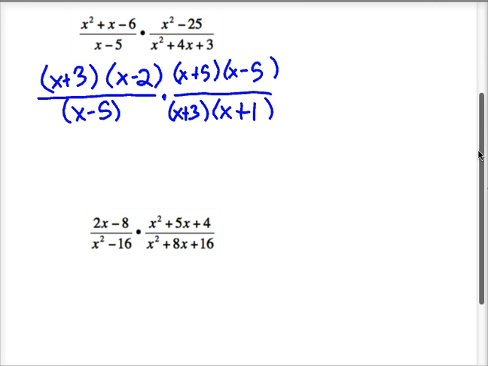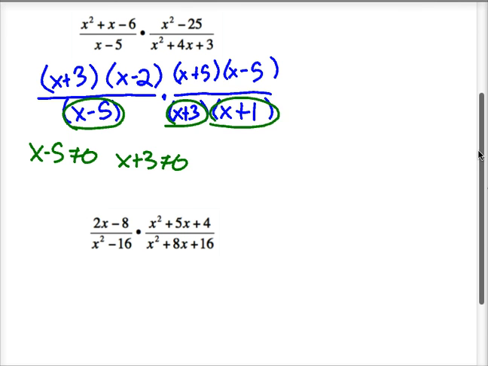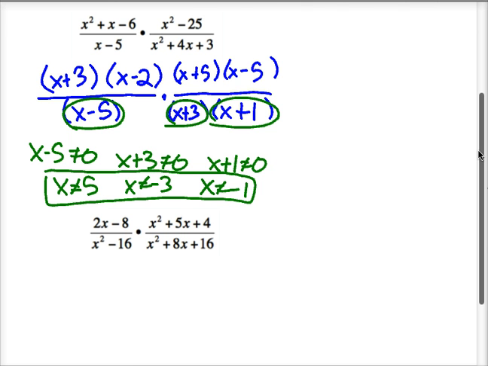And now it wants us to find the restrictions, before we start canceling anything out. So I'm going to take each piece in the denominator. So my restrictions are going to be x can't be 5, x can't be negative 3, x can't be negative 1. Those are going to be the restrictions. And again, do that first just to make sure we don't forget any of the original denominator pieces.